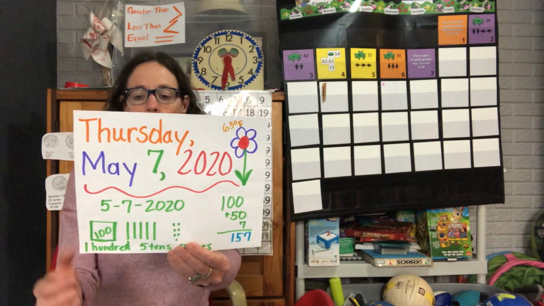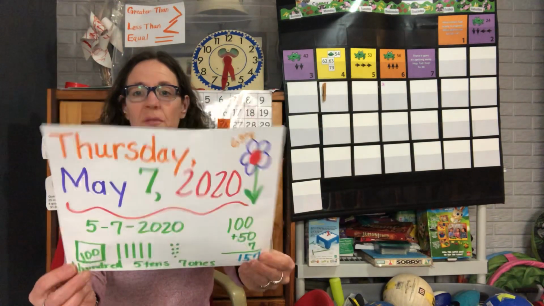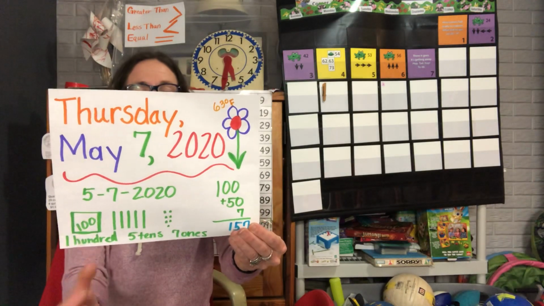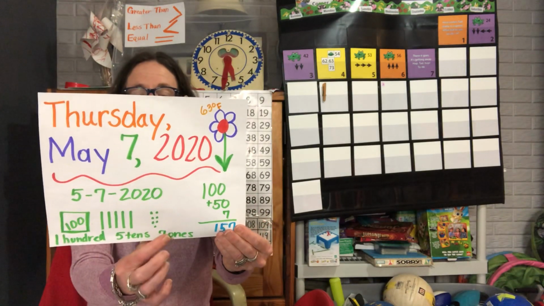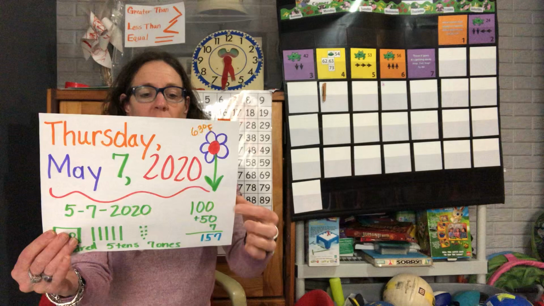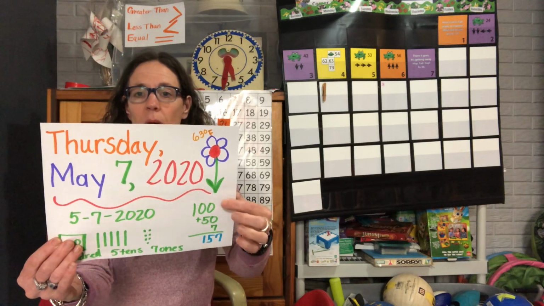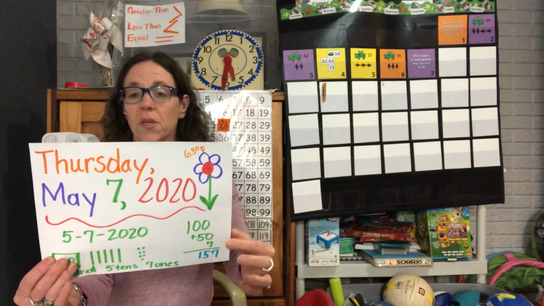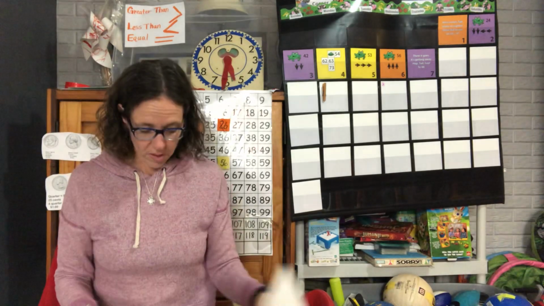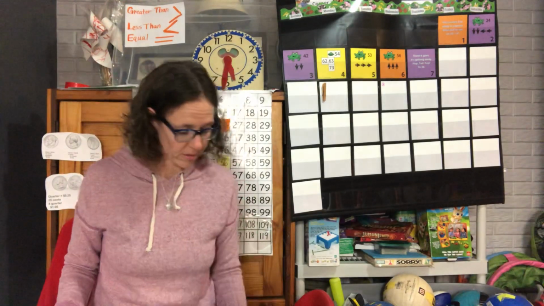All right, so if I was writing it in a short date, I would say 5-7-2020. Today is the 157th day of school, so I have 100, 5 tens, and 7 ones. If I was writing it in expanded form, I would say 100 plus 50 plus 7 would give me 157.